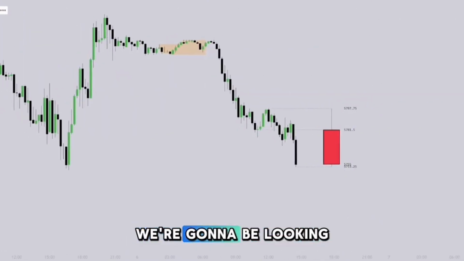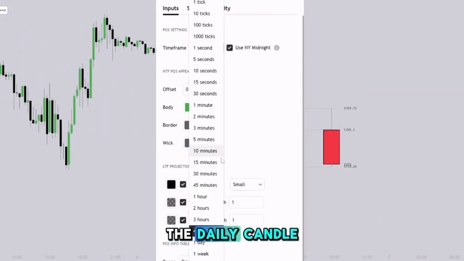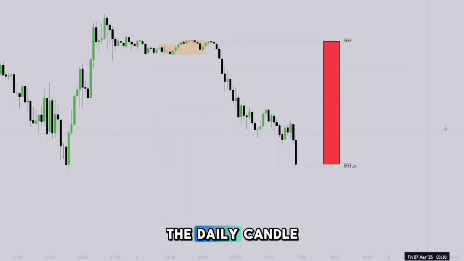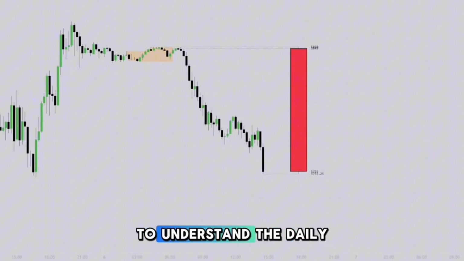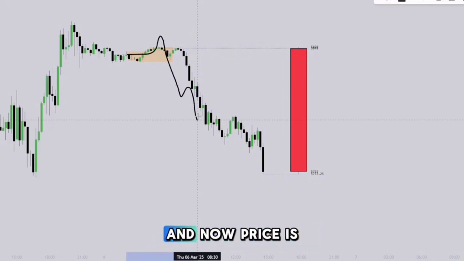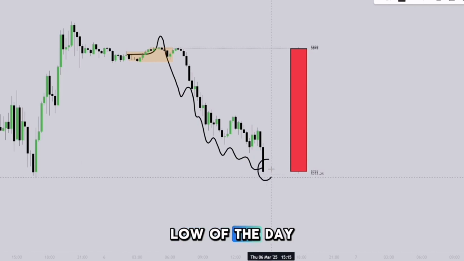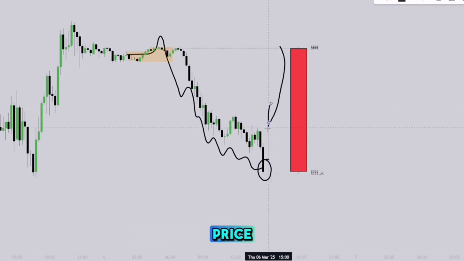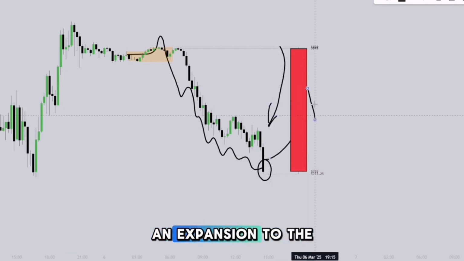Now, similarly, we're going to be looking at the power of three in terms of the daily candle, right? So this is the daily candle. What do you need to understand with the daily candle? Well, it's really simple. We had open, high, and now price is looking to create the low of the day below the daily opening price, and we look to catch some kind of an expansion to the upside.